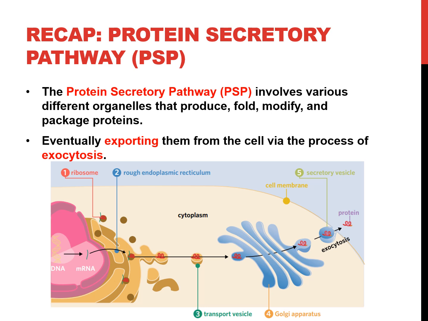After that, it leaves the rough endoplasmic reticulum through a transport vesicle. And as you can see, the protein now enters the Golgi apparatus, where it will get changed, modified, added to, anything of that nature, and it will leave through exocytosis. That's our last step, exiting the cell in, once again, another vesicle.